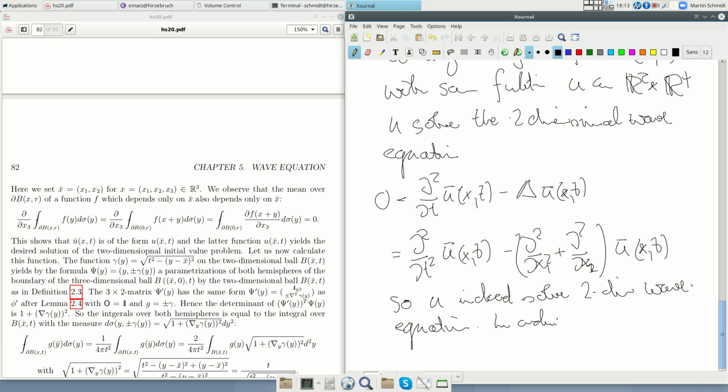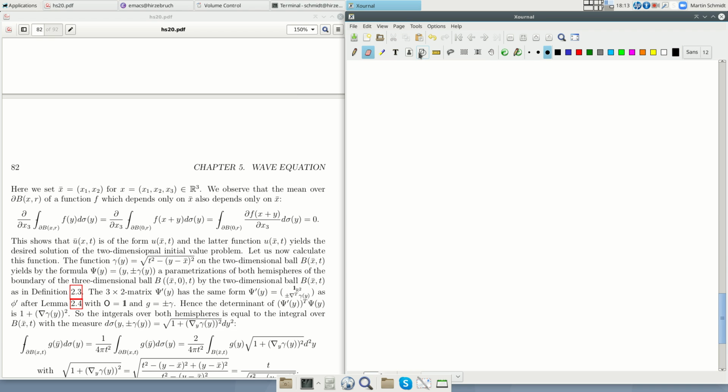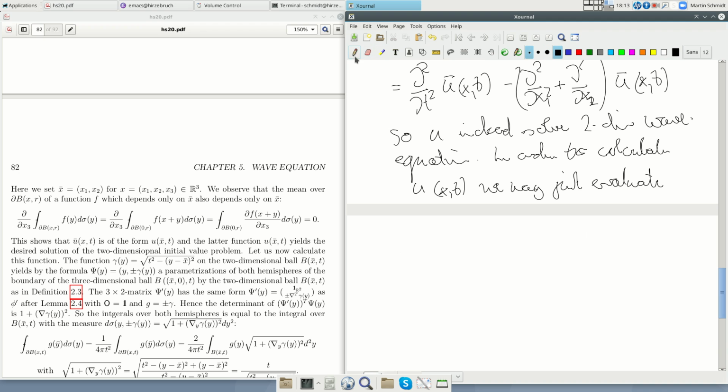In order to calculate u of x,t, we may just evaluate u bar of x,t at any point.